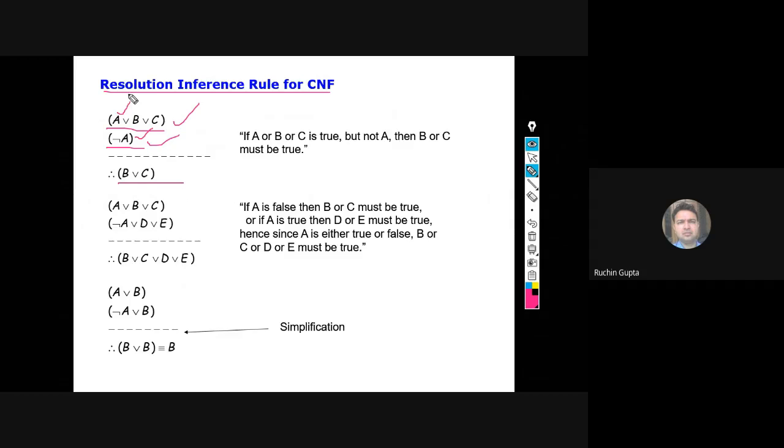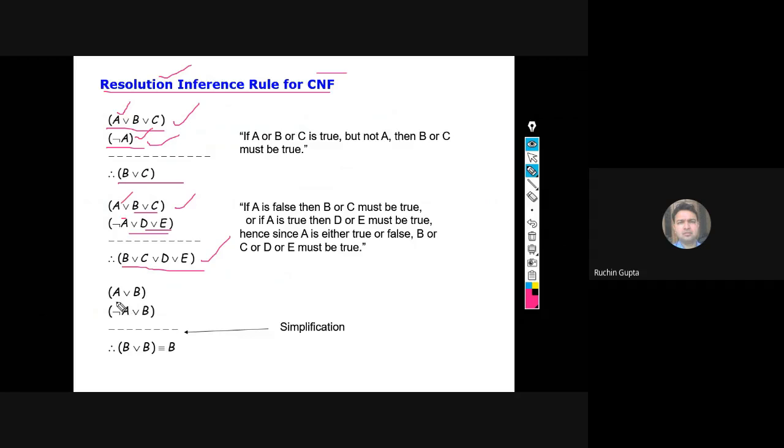Right. This is actually the resolution inference rule for CNF. Similarly, if I have one clause like this, A or B or C, and I have another clause, negation of A or D or E, so this A and negation of A will cancel out and I will get all the other things, B or C or D or E. That will be my conclusion, or that will be my inference.